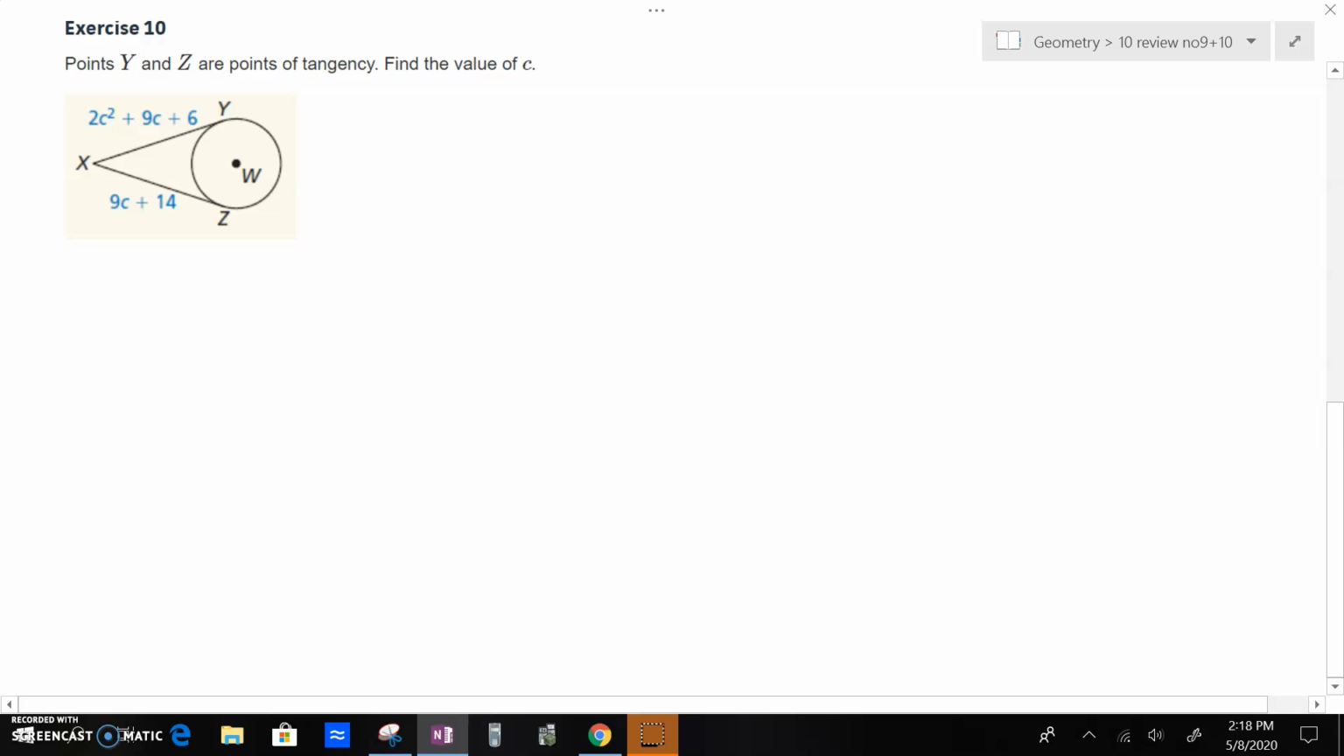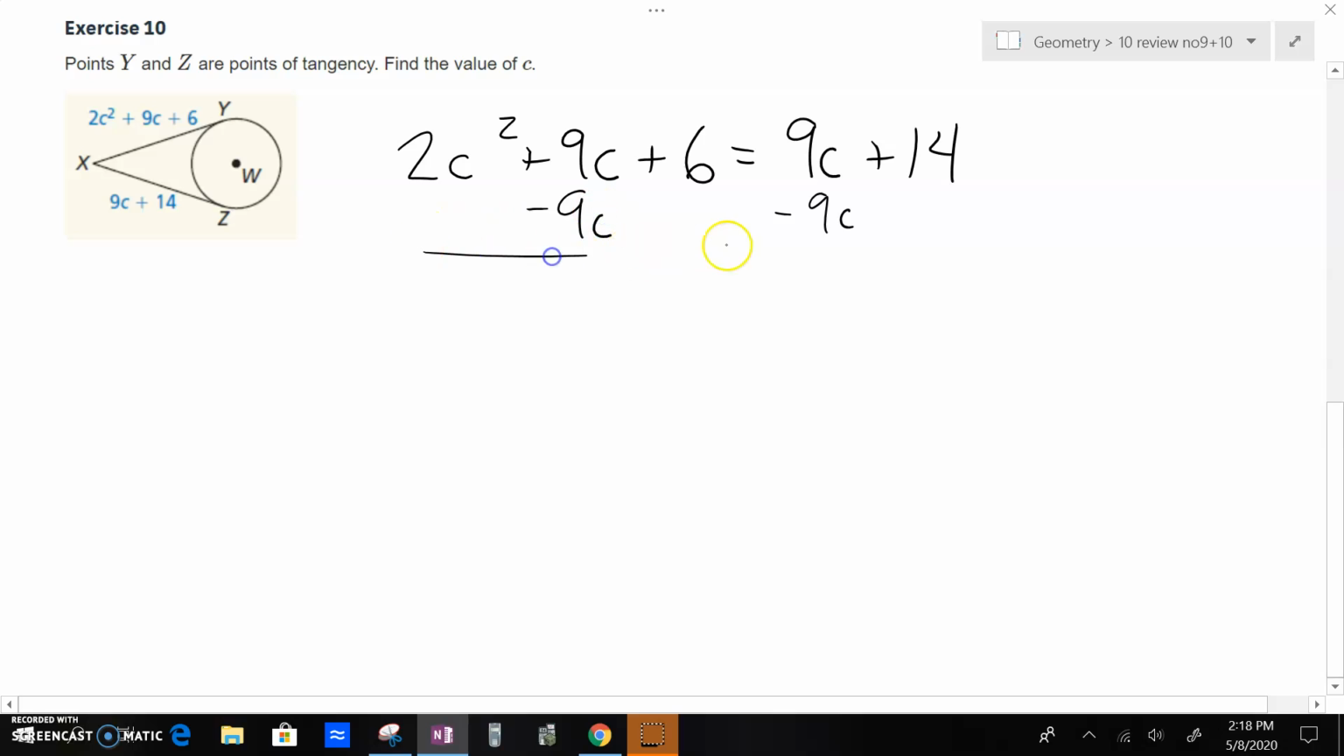So you've got the same setup. You've got two things that you're going to set equal, because we have this exterior point with tangency. And then what you're going to do is get everything to one side. I tend to just get everything to the side that has the squared term on it, so I'll subtract away 9c. And I'm going to do them one at a time, just so we don't get overwhelmed by it. And actually what happens here is a little bit different because those zero out. I'm left with plus 6 equals 14.